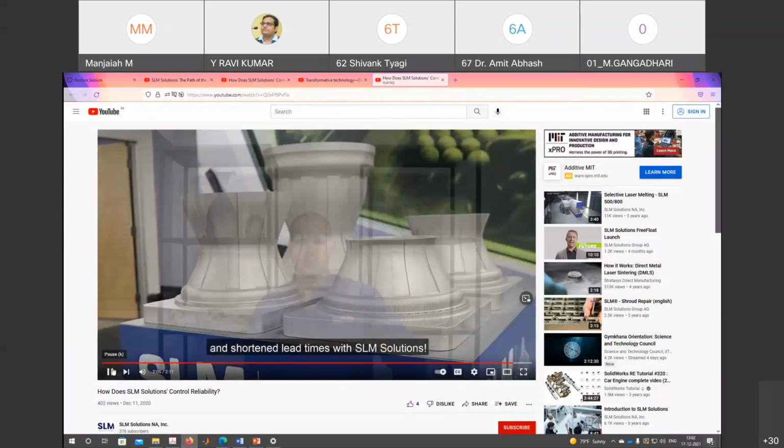These are all the applications in the medical aspect.